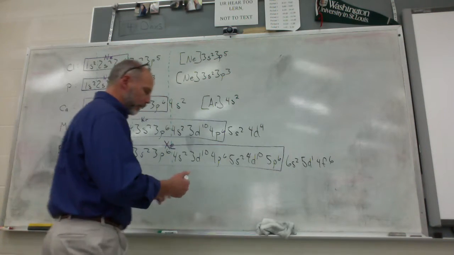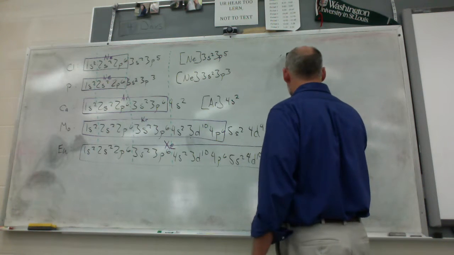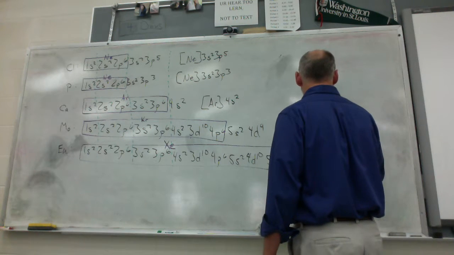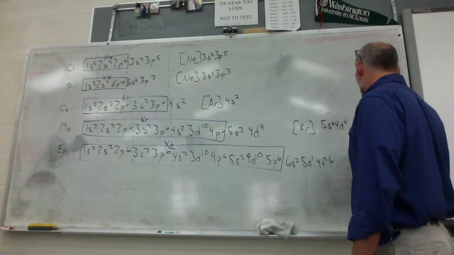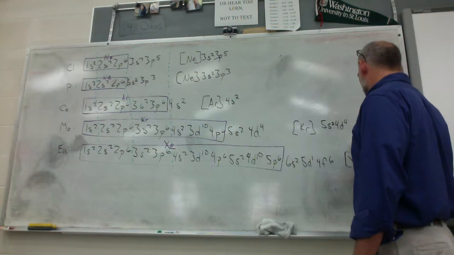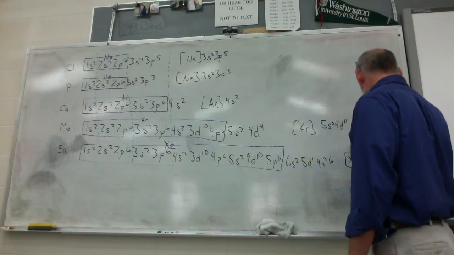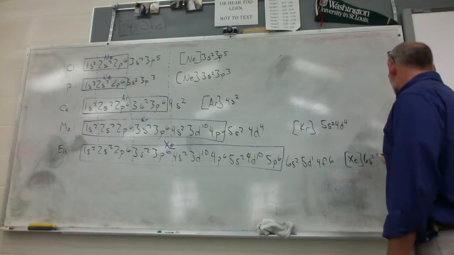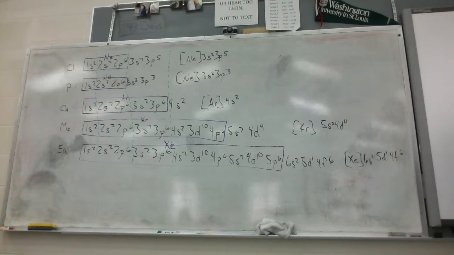Now, if we're going to do molybdenum, obviously, what would it look like? Well, it'd be krypton in brackets and 5s2, 4d4. And finally, if we were going to do your europium, you would do xenon in brackets, 6s, and depending on your periodic table, either 6s2, 4f7, or 6s2, 5d1, 4f6, either way. Okay. You guys like that?